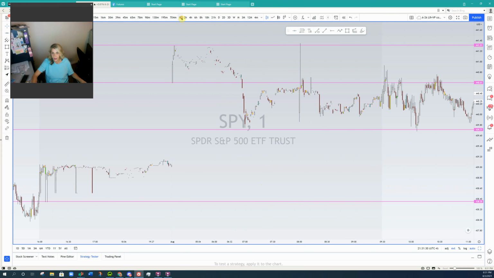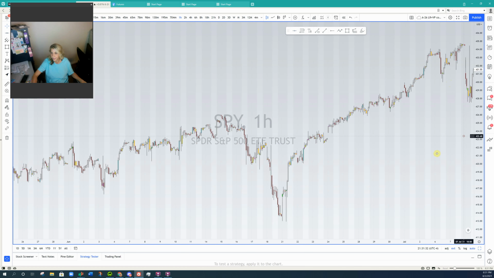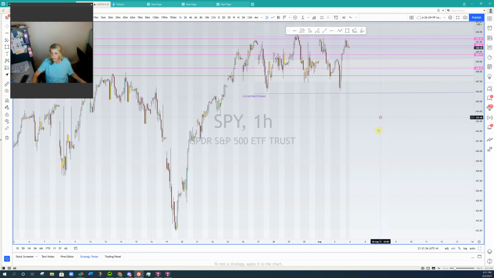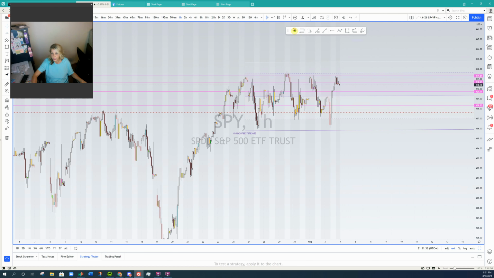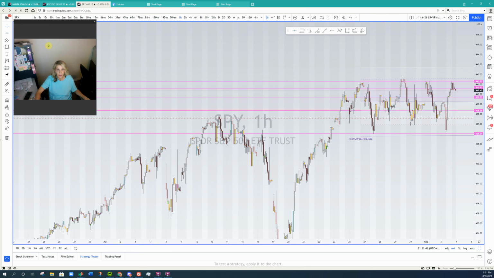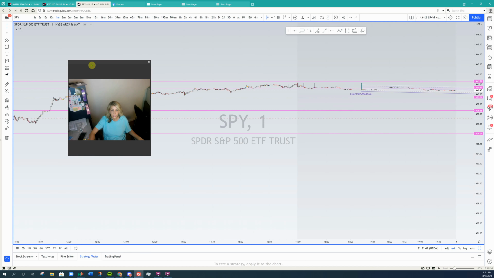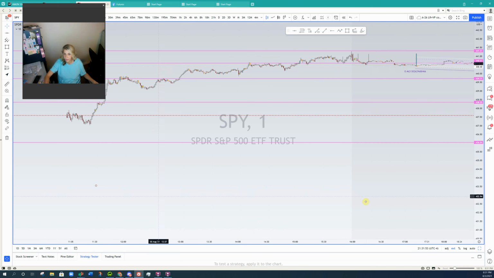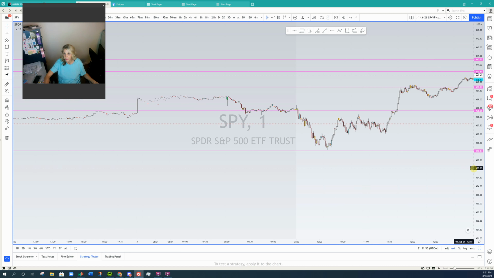A lot of times I will go up to a higher time frame just in the event that there's some areas I need to take into consideration. Then go back to the 1 minute.